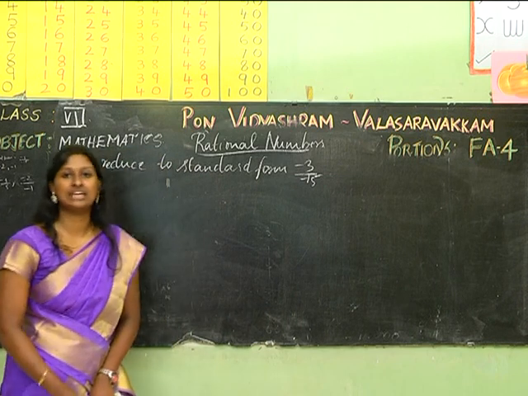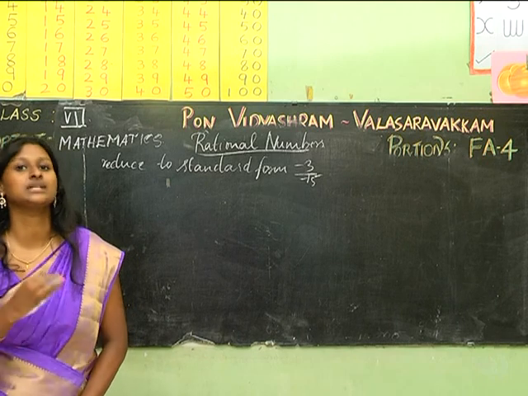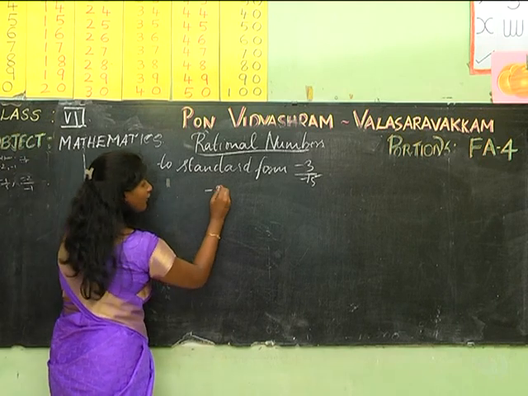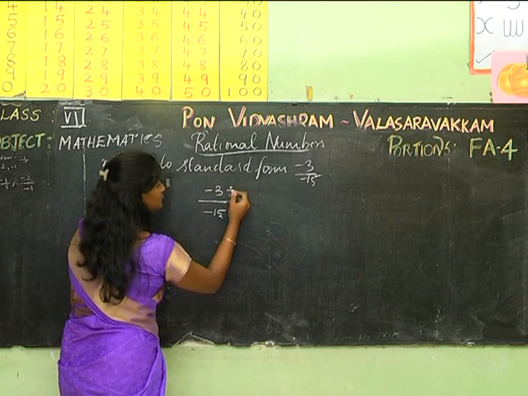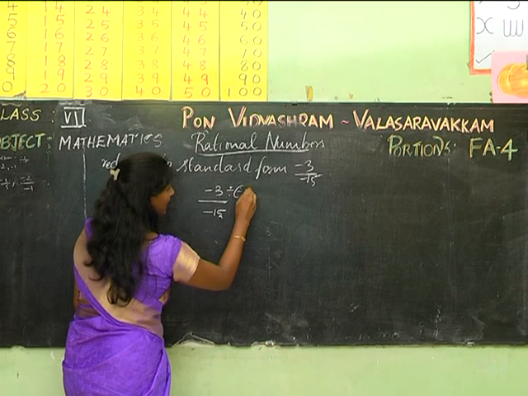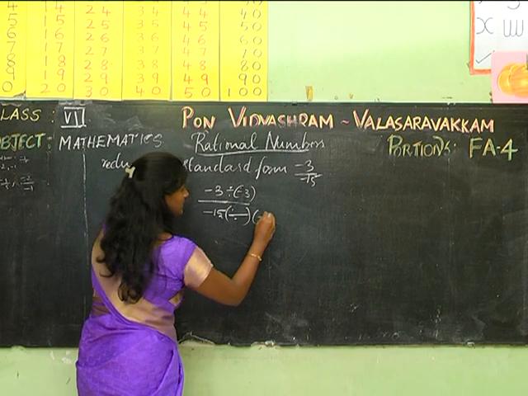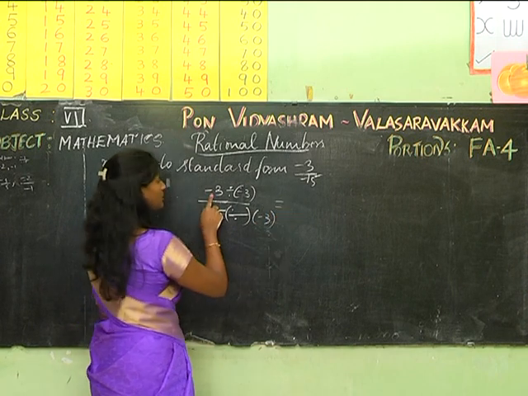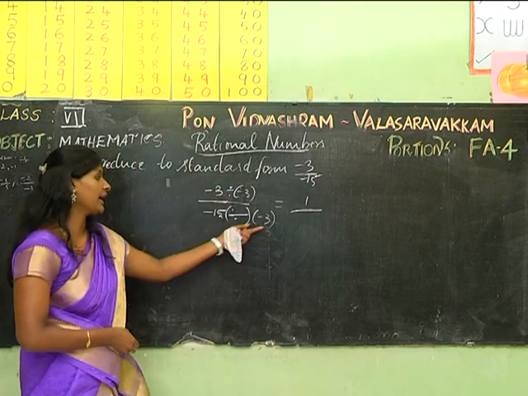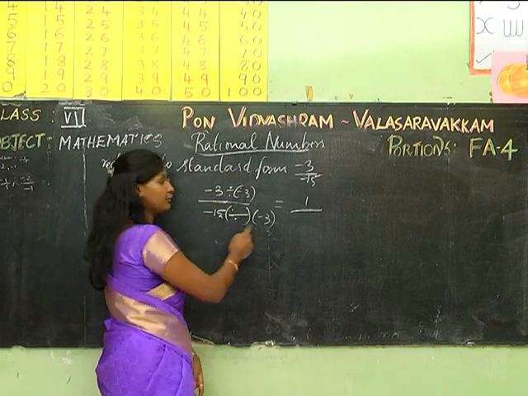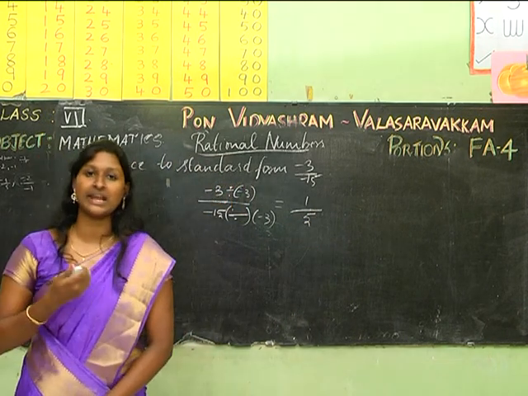If this rational number is given, how will I reduce the numerator and denominator to the standard or the simplest form? So, what I am going to do now is take minus 3 by minus 15 and divide the numerator and denominator by minus 3. So, what will I get? Minus 3 divided by minus 3 gives 1, and minus 15 divided by minus 3, the minus gets cancelled, and 15 by 3 will fetch you 5. This is the standard or simplest form of the rational number.